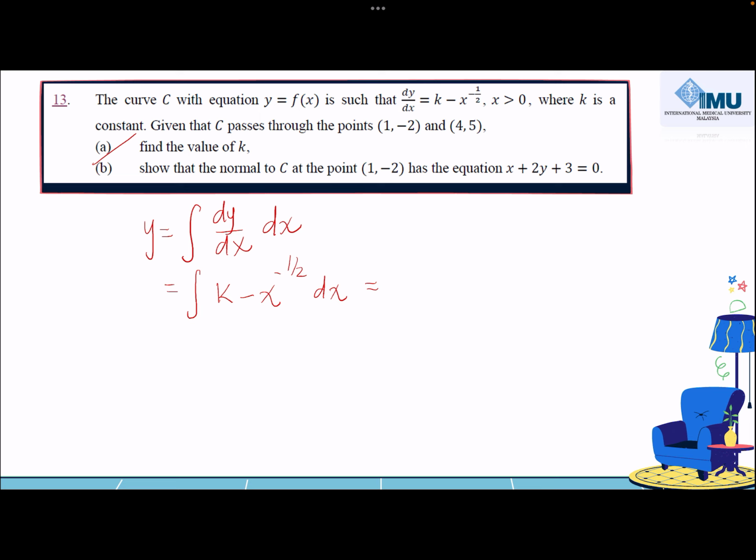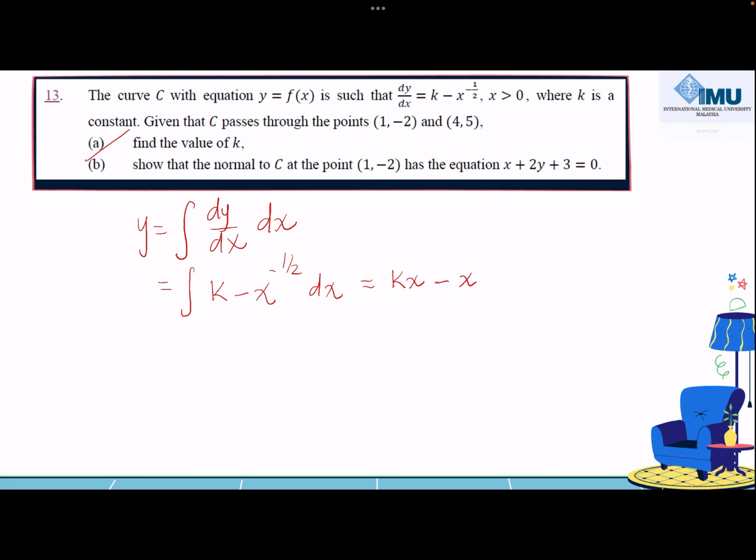Integrate a constant k, you will obtain kx. Meanwhile, integrate x to the power of negative half. Remember, the power will be added by 1 and divide by that power. Now, simplify. Negative half plus 1 will give you positive half. Don't forget to put plus c at the end. Why? Because this is an indefinite integral. You need to put in the arbitrary constant at the end.